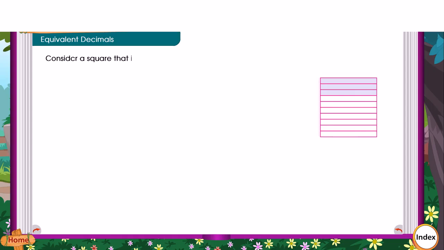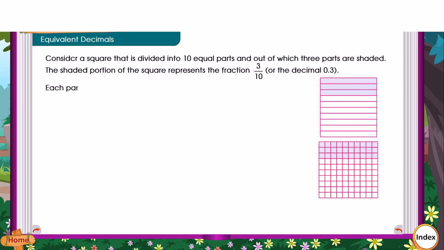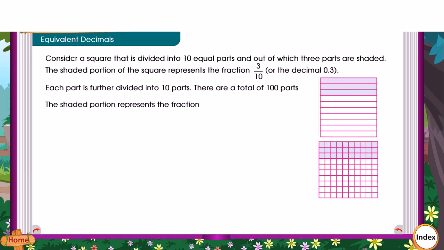Equivalent decimals. Consider a square that is divided into 10 equal parts and out of which 3 parts are shaded. The shaded portion of the square represents the fraction 3 by 10 or the decimal 0.3. Each part is further divided into 10 parts. There are a total of 100 parts. The shaded portion represents the fraction 30 by 100 or the decimal 0.30.